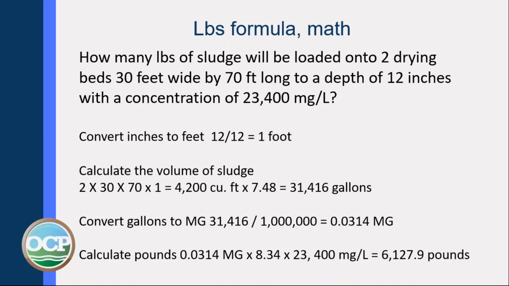Now you calculate the pounds using the pounds formula. So it's million gallons times 8.34 times milligrams per liter. So our million gallons is 0.0314 times 8.34 times our concentration of 23,400 milligrams per liter. Do the math, and you get 6,127.9 pounds.